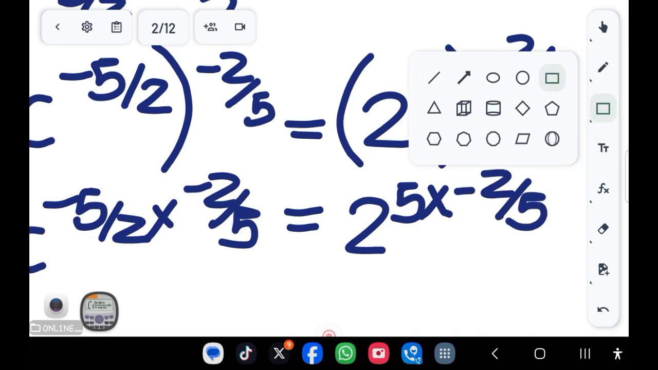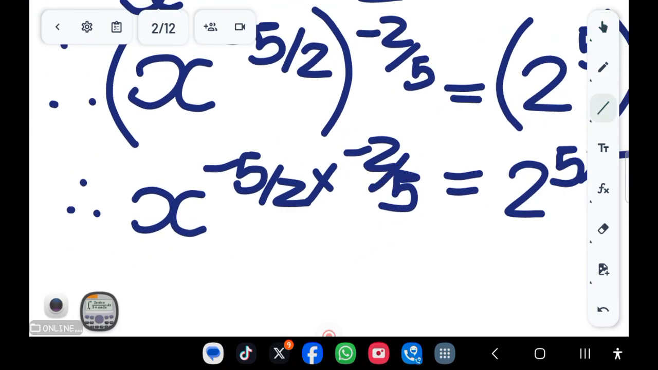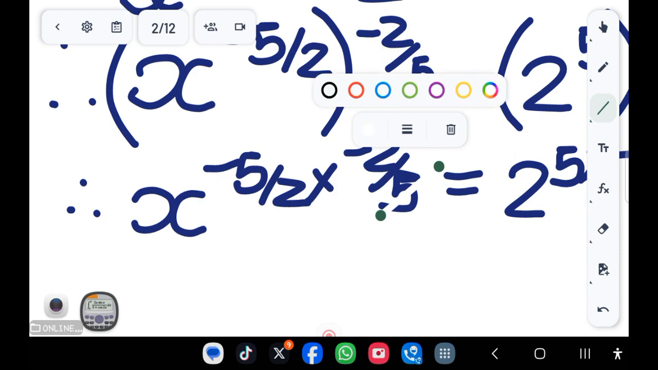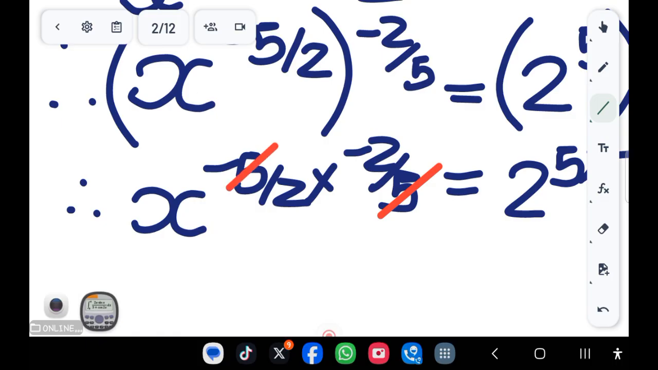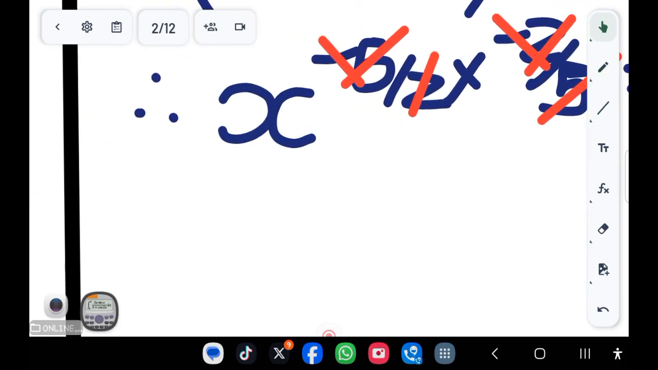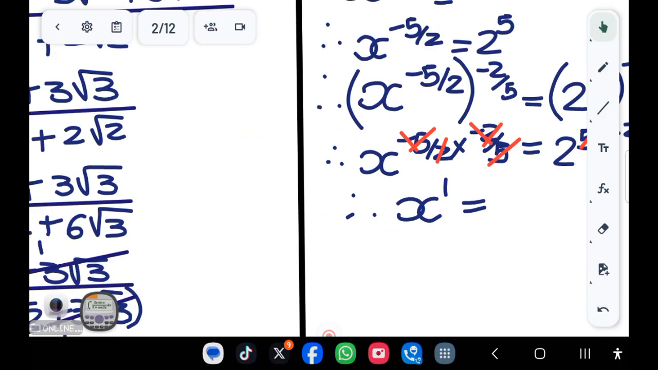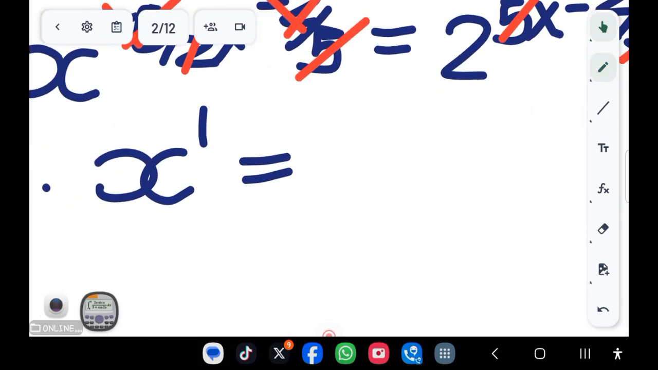Now these ones cancel out. Okay, let's change this to red. They cancel out, the 2's cancel out, and the negatives cancel out, and they multiply together and give you 1. These ones also cancel out, and you're left with 2 to the negative 2. So this is x to the power of 1 equals 2 to the power of negative 2.